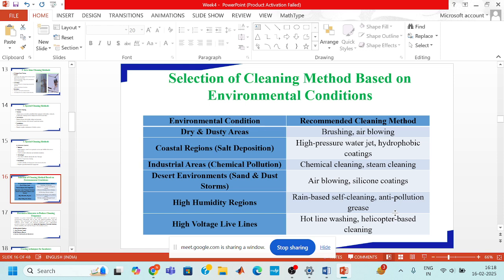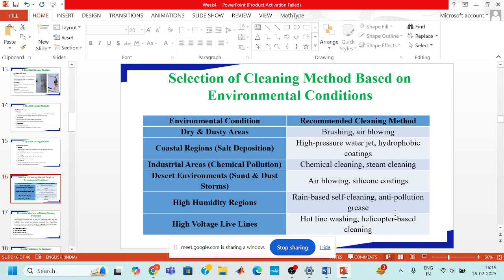Now, the selection of cleaning methods based on environmental conditions is given in this table. Depending upon the environmental conditions, the manufacturer recommends cleaning methods. In dry or dusty areas, the recommended cleaning method is brushing or air blowing, and in coastal regions where salt contamination is deposited, we use high pressure water jets and hydrophobic coatings.